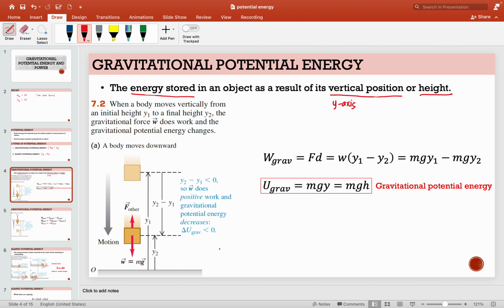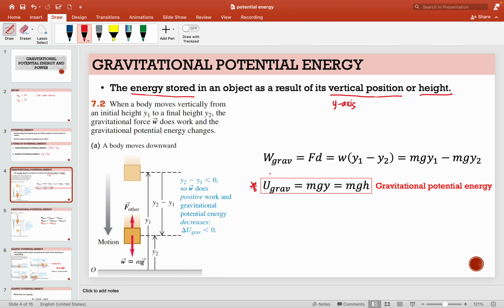So we have right here our equation for the gravitational potential energy. U grav, or again we can also have it as U sub G, is equal to M times G times Y, or we can also have it as mgh, or M times G times H.